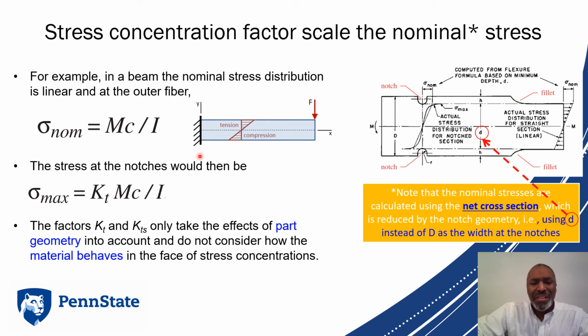We would then scale the stress from that geometry by this KT. So our nominal stress here, MC over I, where C and I are calculated on the reduced area, we would then scale up by KT to find the maximum. Again, these consider how the part behaves. They don't consider how the material behaves, because some materials we know are actually strain hardening. When you overstress them, they actually have a stiffer response than normal, and some materials are actually strain weakening. So that has to be taken into account based on the type of material you're working with.